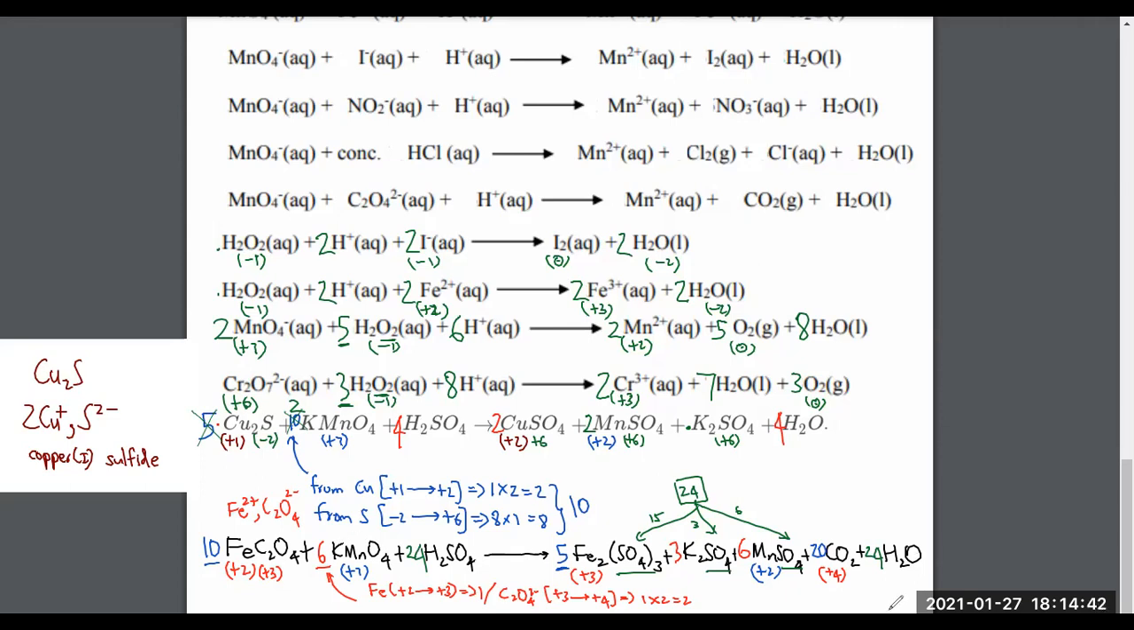And everything is balanced. So the answer will be 10, 10, 6, 24, 5, 3, 6, 20, 24. And it's similar to the previous example we just discussed.